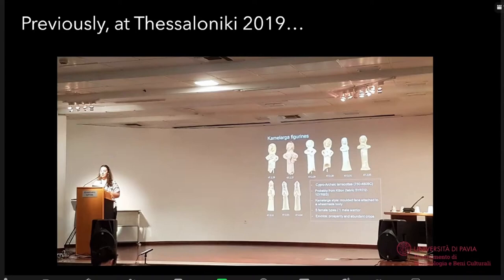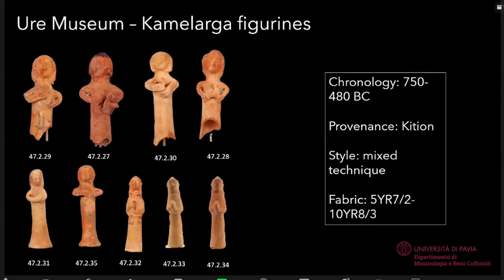For those of you who were not part of this meeting, Cyprus in 3D is part of a project by the Ure Museum. The Ure Museum is part of the Department of Classics at the University of Reading. We have, I think, about 100 objects of Cypriot origin, but we decided to focus on these Kamelaga figurines to experiment with 3D printing.